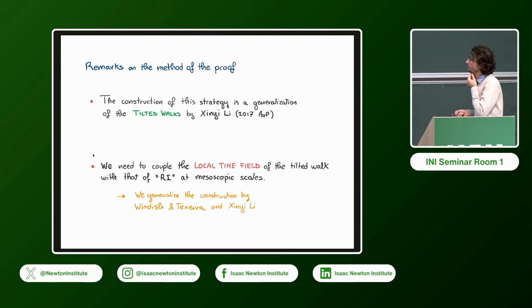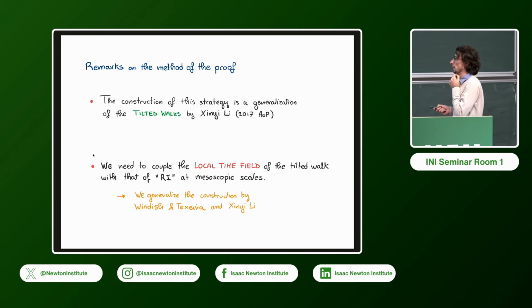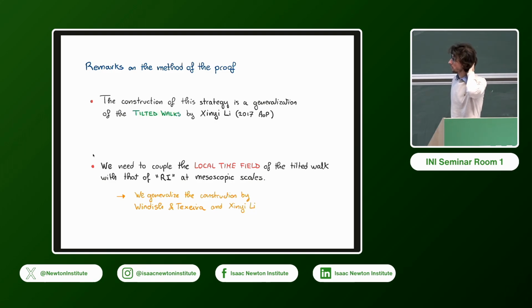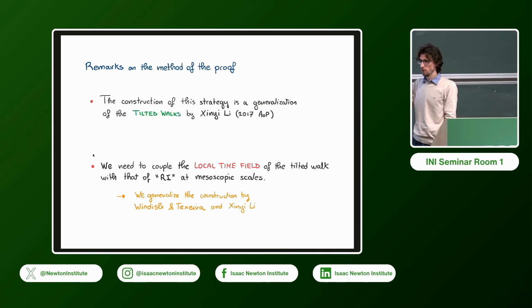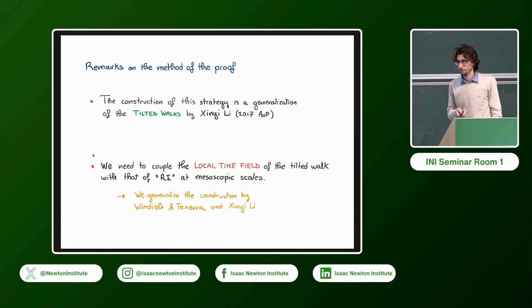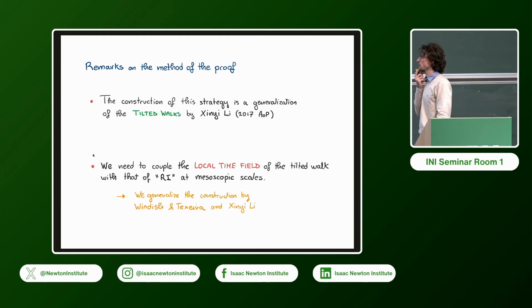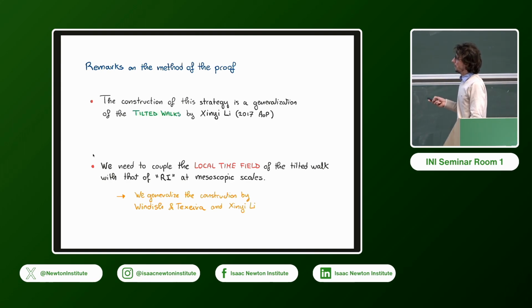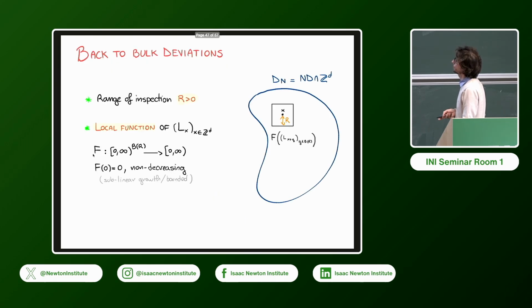And of course, what I cheated on in these heuristics is that I said to you that on mesoscopic scales, since we have these high density regimes, the random walk looks like random interlacements at the level u squared. Well, there is some work to do there, right? And here we need to couple the local time field of the tilted walk with that of random interlacements at these mesoscopic scales. Here we generalize the construction by Windisch, Teixeira and Li, as we do not just couple the traces, but we also need to couple the local times, for the more general statement that I mentioned with this function f. Let's come back to that statement.